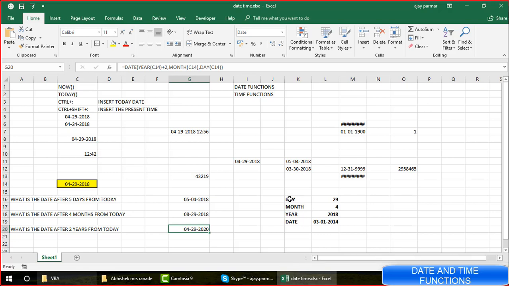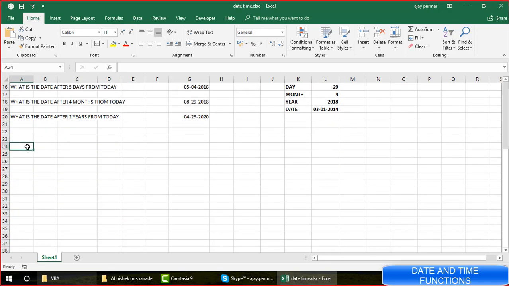Okay. Now, the next thing which we want to do is, there are some more important functions in Excel you want to check. For example, let's talk about NETWORKDAYS and NETWORKDAYS.INTL. What is it? This is very important.